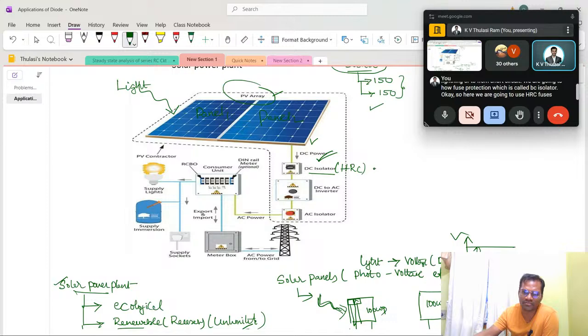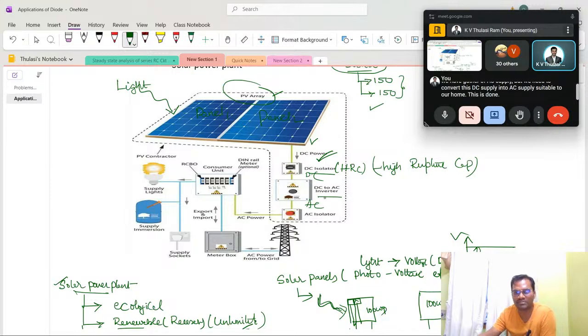What does HRC mean? These are called high rupture capacity fuses, where these are high DC fuses. Okay, and here DC supply is available. In our home we have AC supply: the bulb is of AC supply, the AC is of AC supply, and we have a geyser of AC supply. But we need to convert this DC supply into AC supply suitable to our home. This is done by a component which is called an inverter.